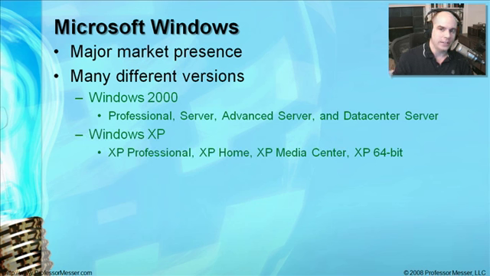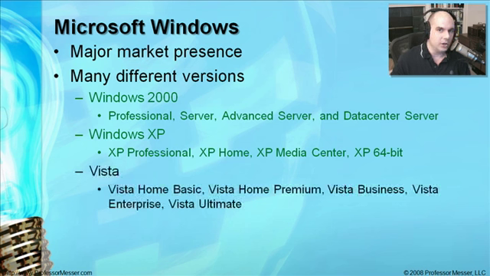There's also Windows XP, which is probably today the most popular version of Microsoft Windows that's out there. There are also a number of Windows XP versions available: XP Professional, Home, Media Center, and 64-bit versions of Windows XP. There's also the brand new version of Microsoft's operating system called Vista. I say brand new, but it's been out for well over a year now. And there's many different versions of that operating system as well: a Home Basic, a Home Premium, a Business version, an Enterprise version, and an Ultimate version.